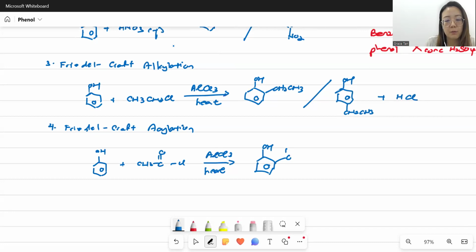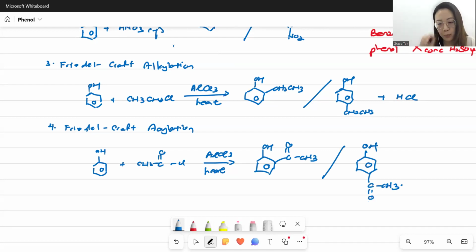Please make sure when you draw your acyl chloride product, the ring is bonded to the C double bond O. Please do not join it to the CH3. A lot of us have a habit of writing CH3 first. That's a careless mistake. So therefore, these are your 2 products formed, either position 2 or position 4. Because OH is an activator, it will direct the incoming electrophile to position 2 or position 4.